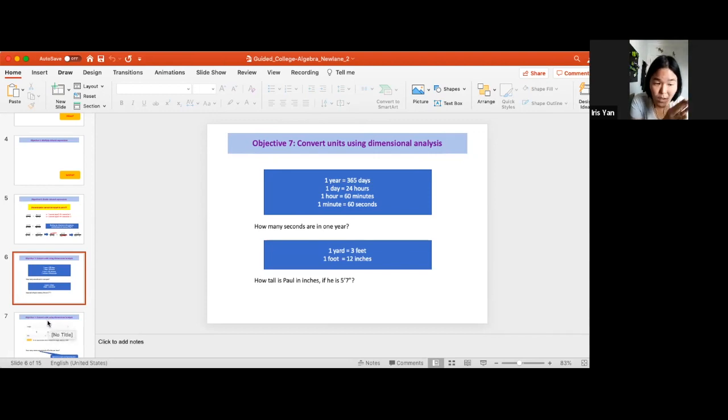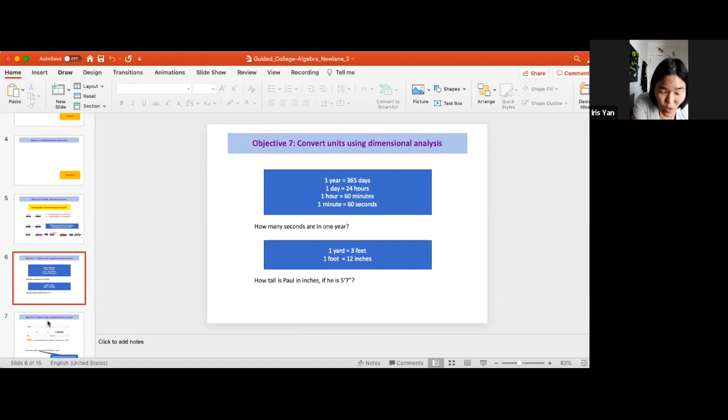If 1 year is 365 days, and each day is 24 hours, so 1 year has 365 times 24. Go slowly, and you should have a huge number at the end. That's the answer in seconds. And if you get the right answer, that's fine. You don't need to know why they're calling it dimensional analysis.